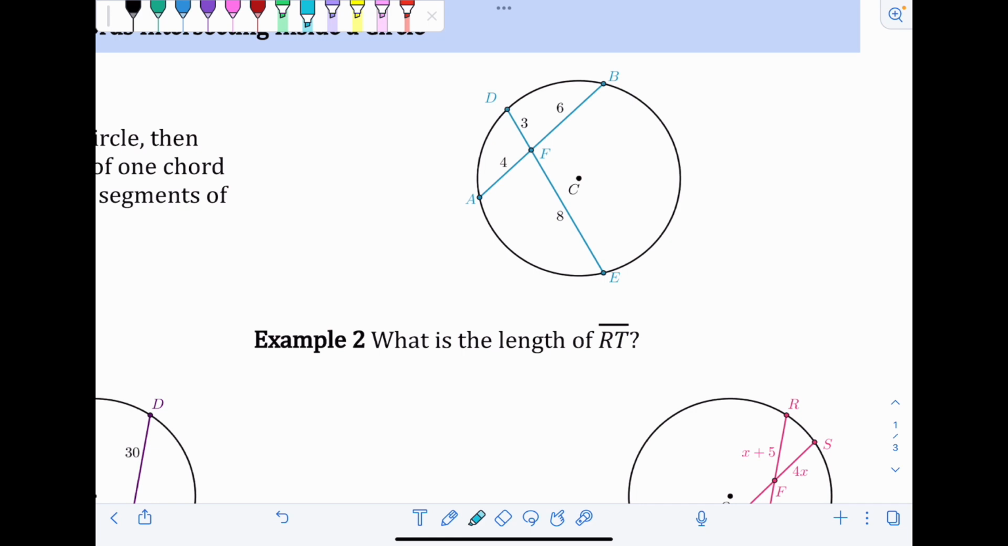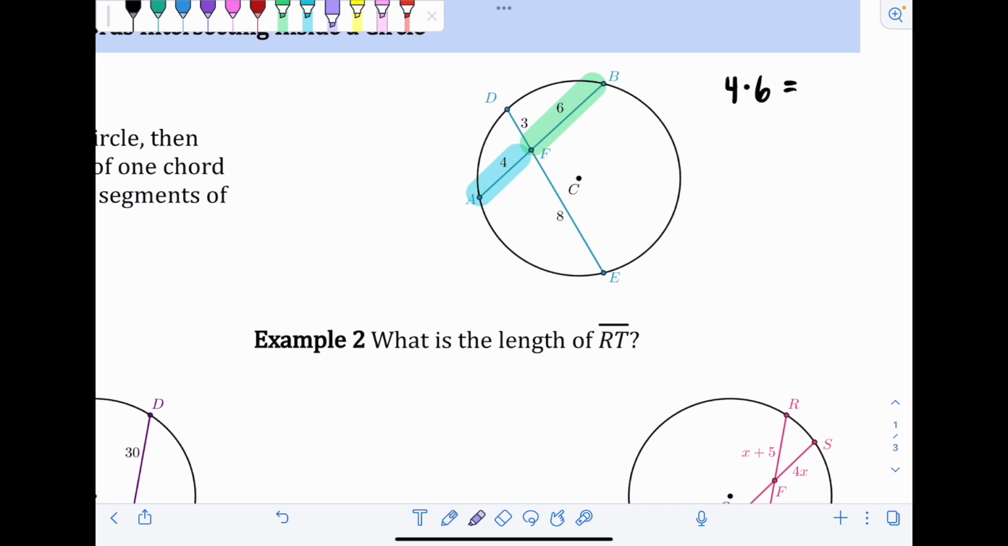So from AB, there's this segment from A to F. We'll take that length, which is 4. And then the other segment from that chord is from F to B, and that length is 6. We'll do 4 times 6 because it says we take the product of the segments, and product means to multiply. And then that should be equal to the product of the segments from the other chord.